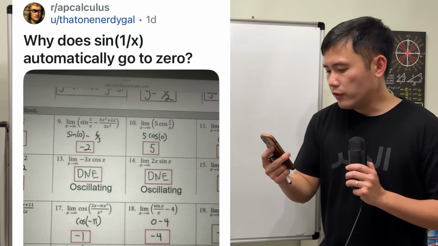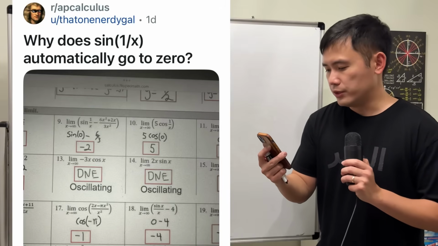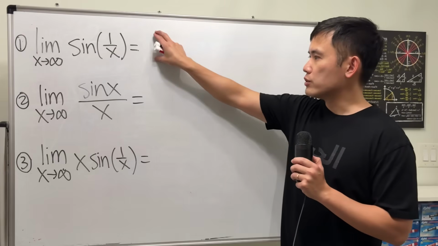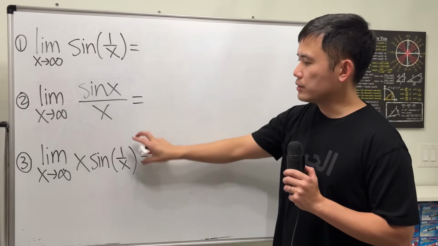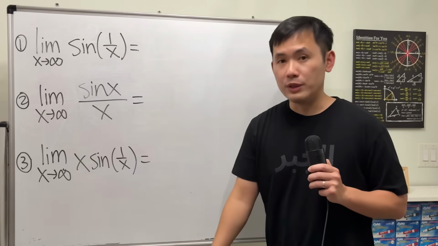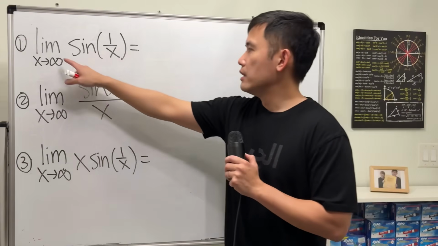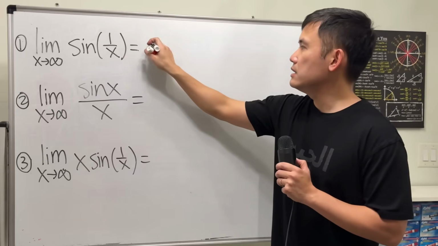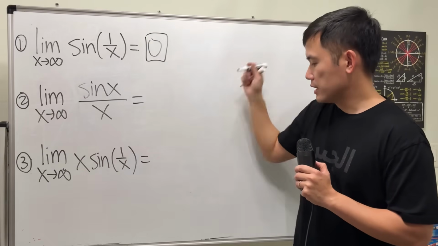Why does sine of 1 over x automatically go to 0? Okay, let's have a look. Right here, I'm going to answer your question first, and then I will talk about these two limits because they all look very similar. For the first one, the limit as x approaching infinity of sine of 1 over x, that is equal to 0 because we can do the following.